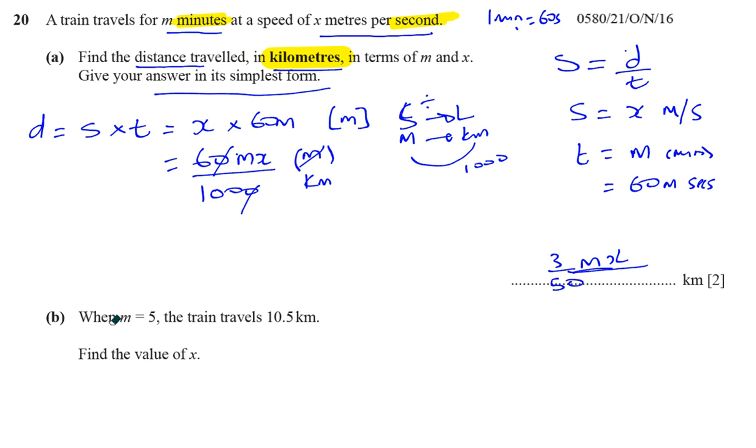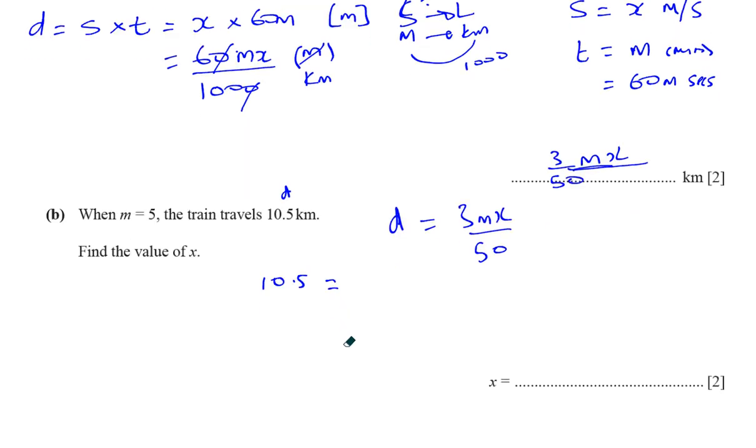Okay, then it says when m equals 5, the train travels 10.5 kilometers, find the value of x. So we know now a formula, the distance is equal to 3 times mx over 50. This is a formula we just worked out for the distance. Okay, we know that when m equals 5, the train travels 10.5 kilometers. So I can replace d with 10.5, this is the distance, and m with 5. So I can say 10.5 is equal to 3 times m, which they said is 5, times x over 50.